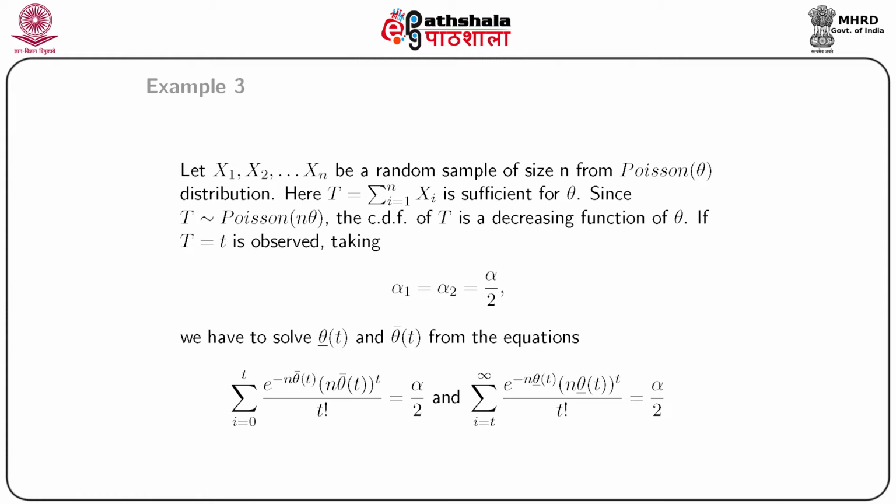Let X1, X2, ..., Xn be a random sample of size n from a Poisson(θ) population. Here capital T equals summation Xi is sufficient for θ. Since T follows Poisson(nθ), the CDF of T is a decreasing function of θ. If capital T equals small t is observed, taking α1 equals α2 equals α by 2, we have to solve for θ lower bar and θ upper bar from the equations: summation over i from 0 to t of e to the power minus n θ upper bar into (n θ upper bar) to the power i divided by i factorial equals α by 2, and summation over i from t to infinity of e to the power minus n θ lower bar into (n θ lower bar) to the power i by i factorial equals α by 2.